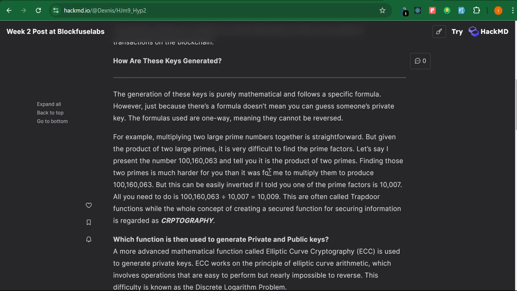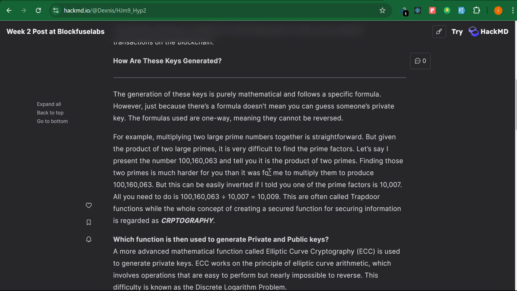Let me use a simpler, smaller value. Let's say I have 7 and 5. 7 times 5 is 35. I give you 35 and ask, what are the two prime numbers that were multiplied to give 35? Well, that is quite simple. You might have guessed 7 times 5, right? But look at the scenario where it is a very, very large number. It becomes much more difficult to get those two prime numbers.